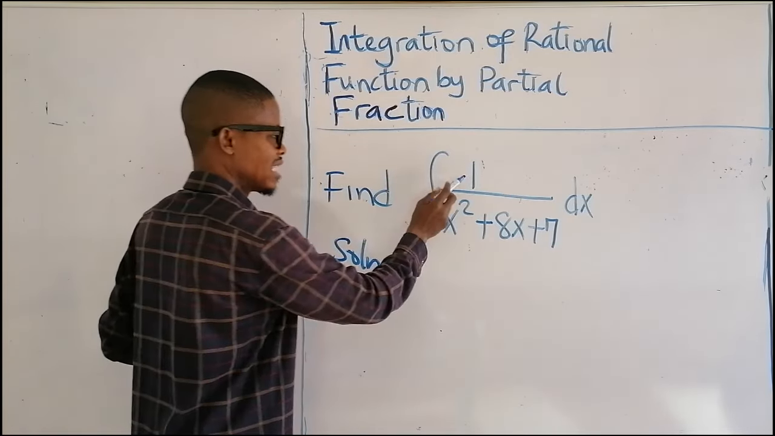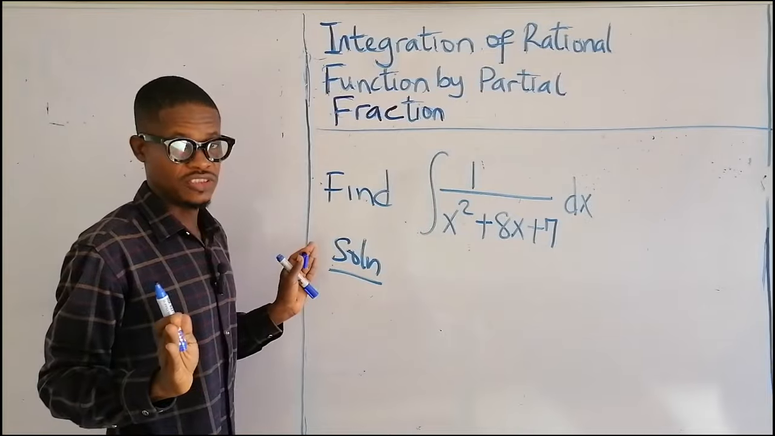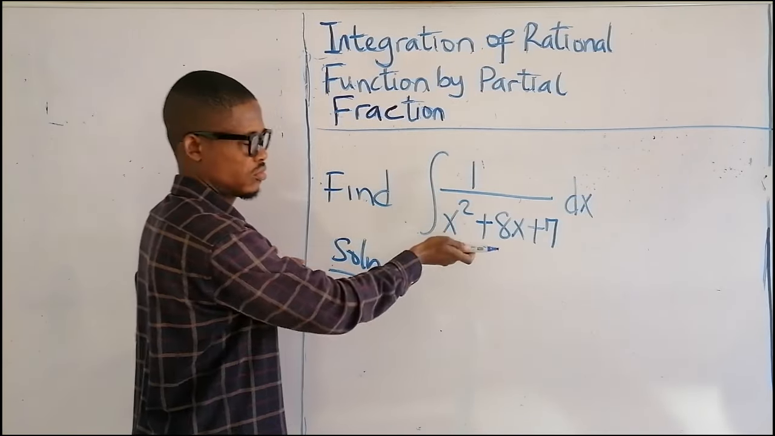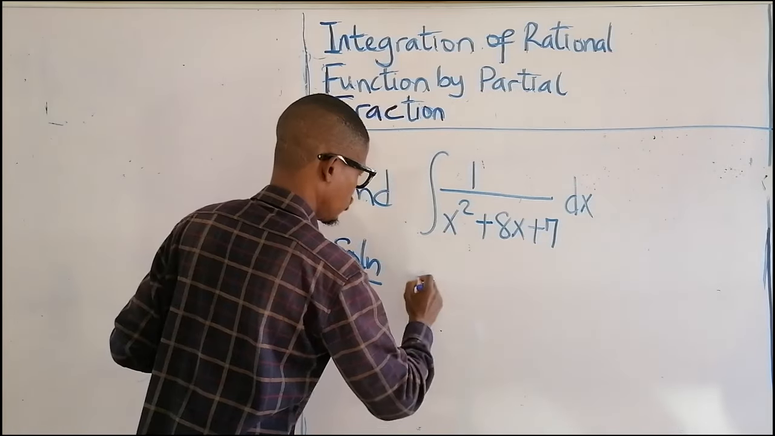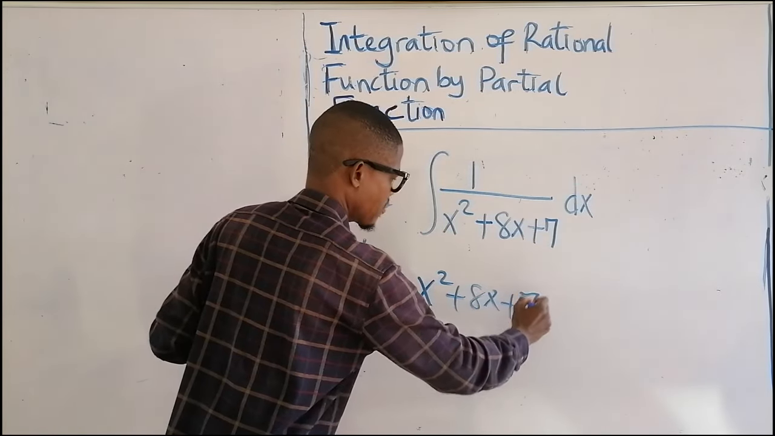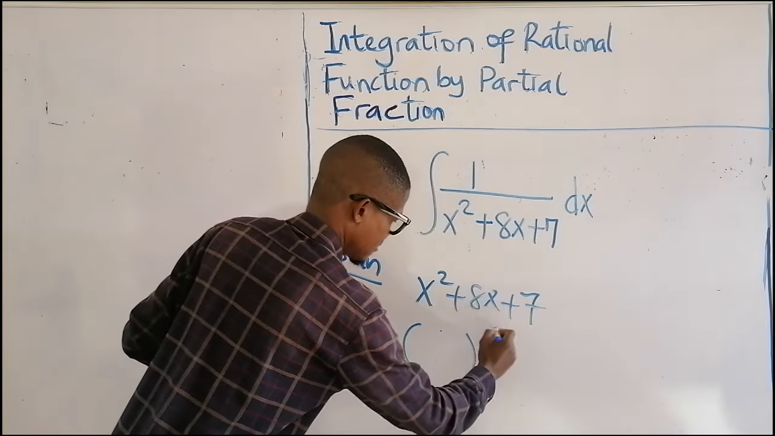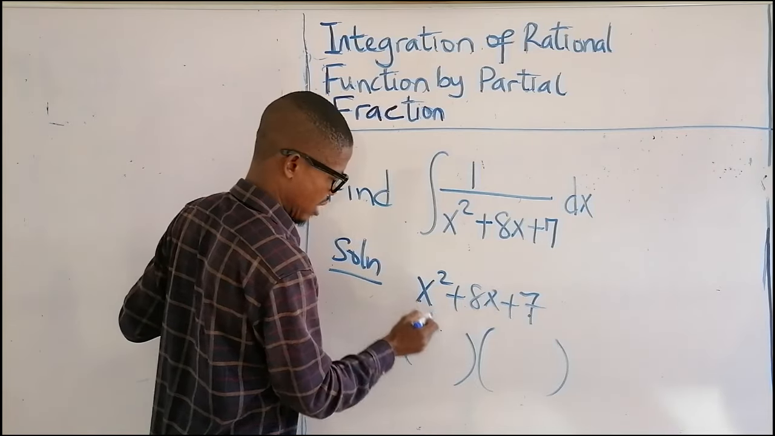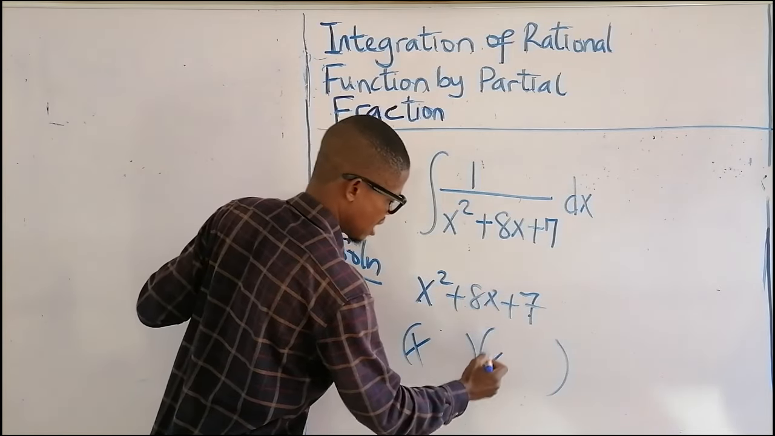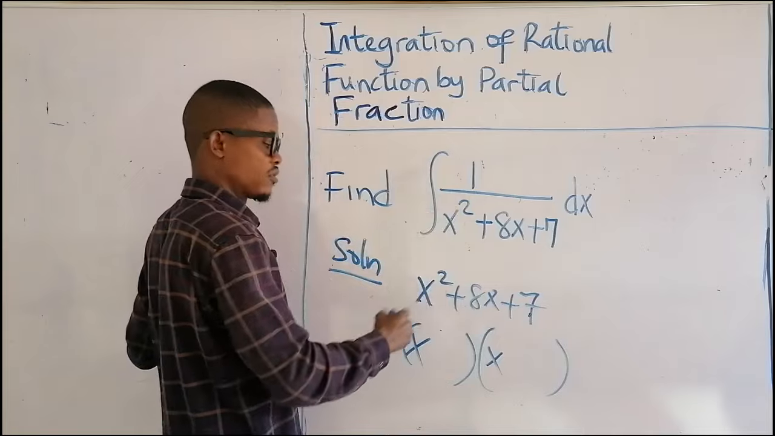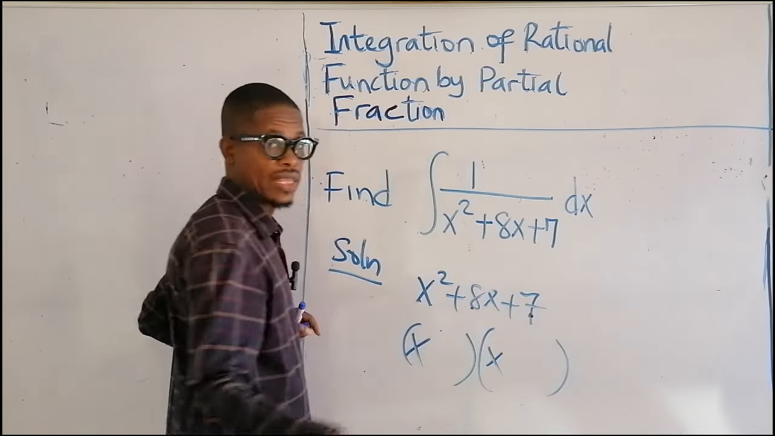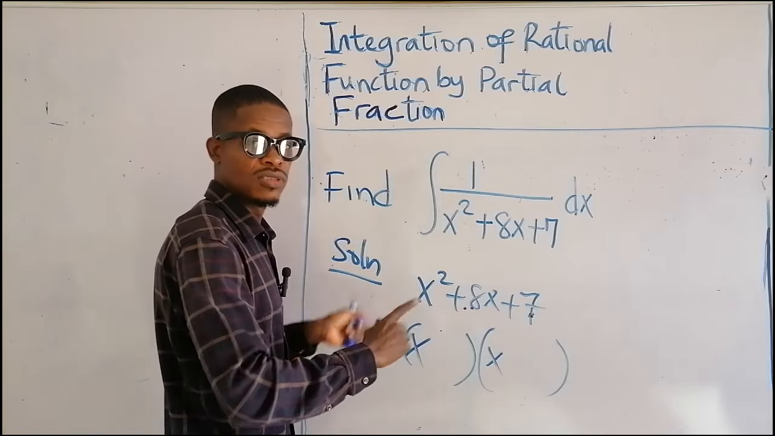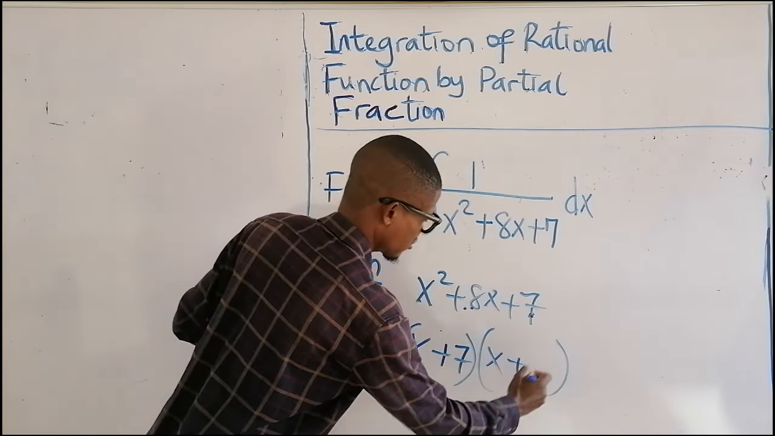The first observation: there's no need to do polynomial division here because the power of the numerator is less than the power of the denominator. So what we'll do here is to check this expression. Can we factorize it? Yes, we can do that. Factorize that quadratic expression. This is x squared. Pair it, 1 here, 1 here. Factors of 7 that can give us plus 8. That's 7 and 1. And how do we use 7 and 1 to get plus 8? That will be plus 7 plus 1.